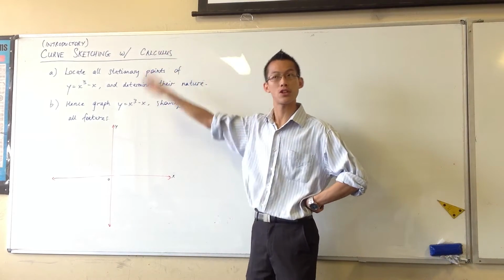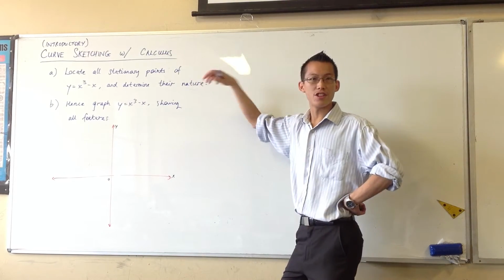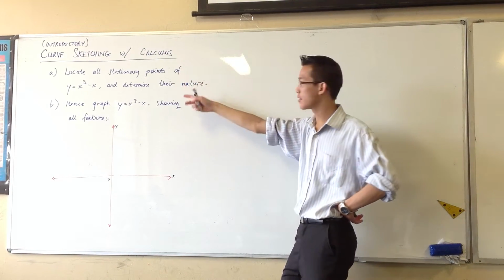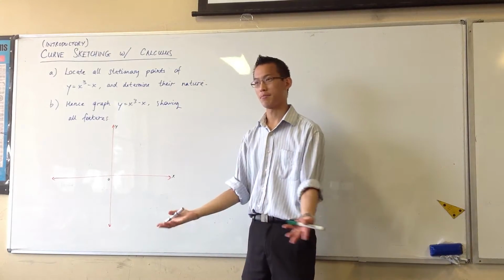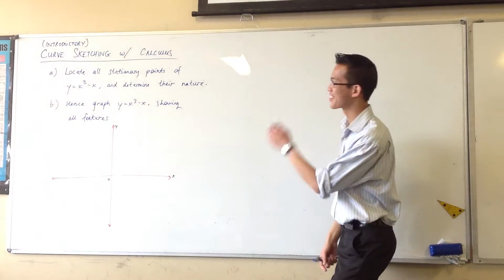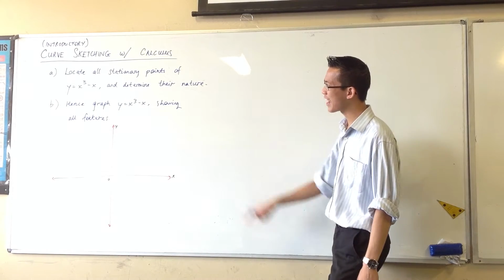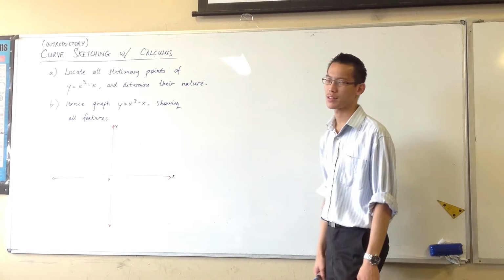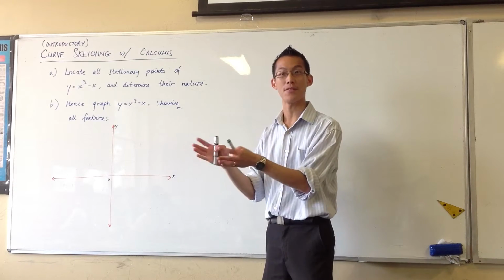So this is what a typical question will look like. It'll say part A, and it's just going to be testing your understanding of calculus, okay? And then part B, let's see if you can make a pretty drawing out of it, okay? So let's start with part A. Locate all stationary points of y equals x cubed minus x. Let's just do that bit first, okay?